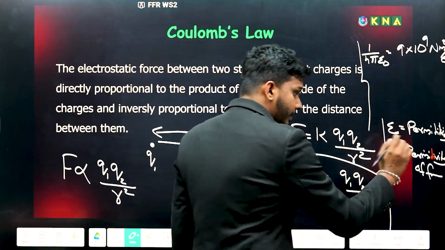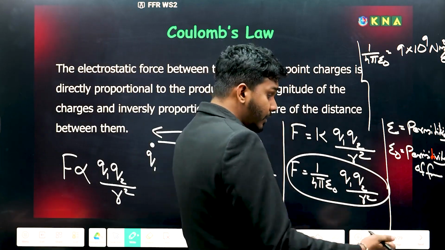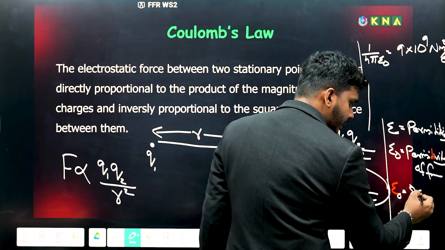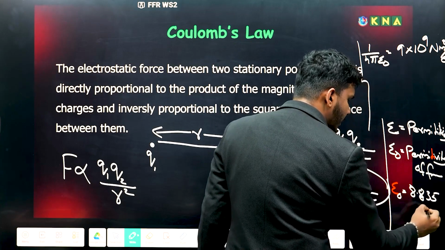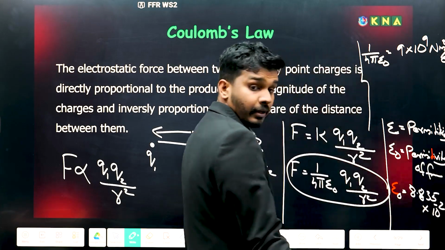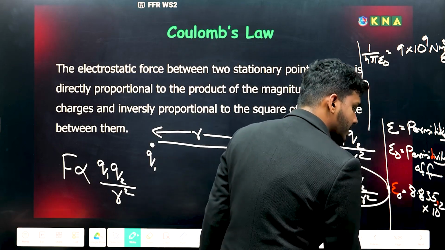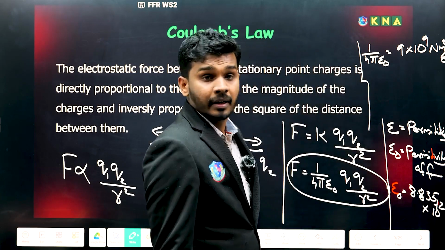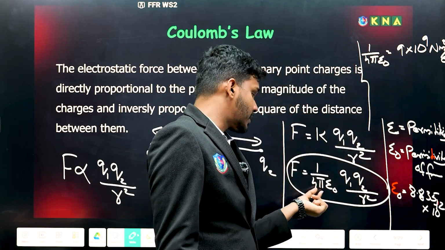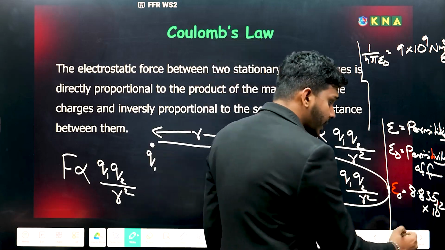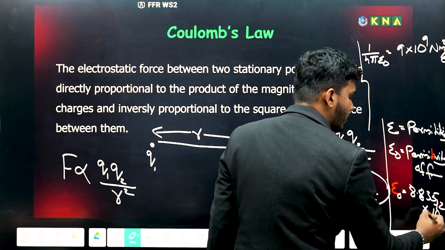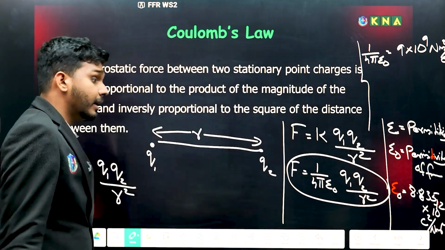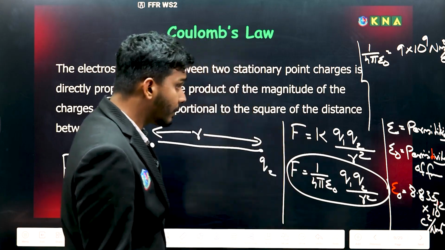What is the permittivity epsilon naught? Permittivity of free space, epsilon naught, is equal to 8.835 into 10 power minus 12. Here it is the reciprocal, because 1 by 4 pi epsilon naught, the reciprocal is epsilon naught. So the unit is Coulomb square per Newton meter square. That is the value of epsilon naught and 1 by 4 pi epsilon naught.